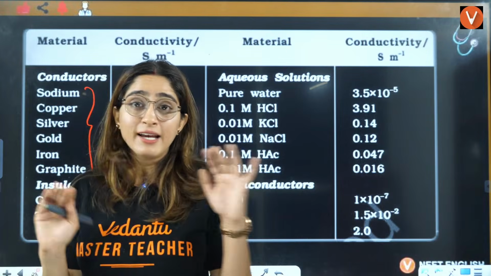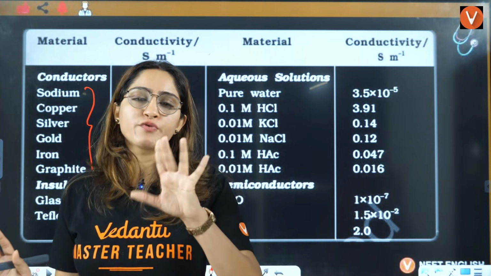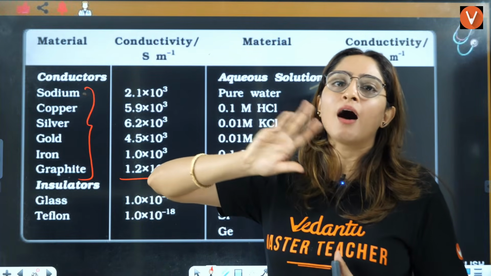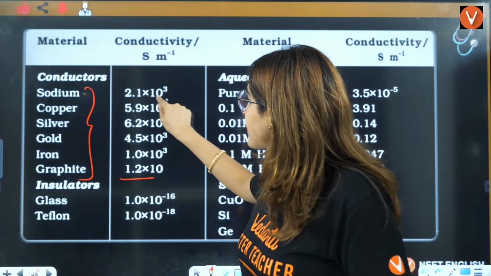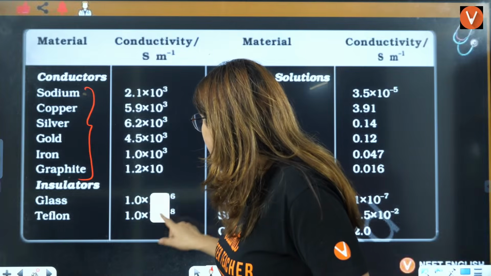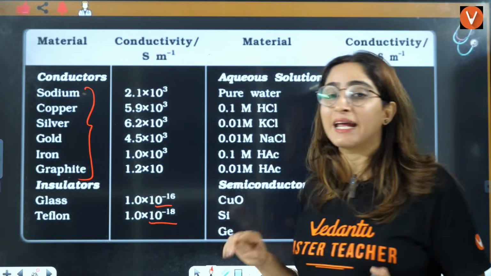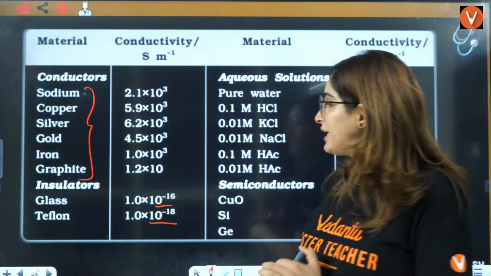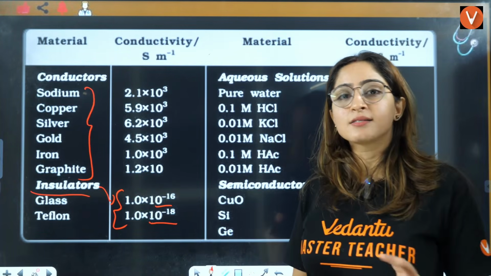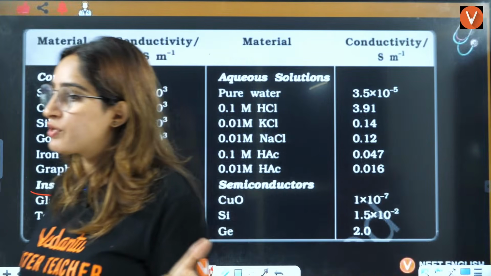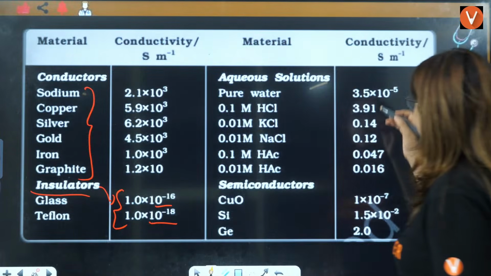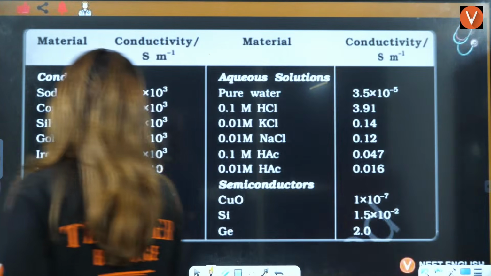So in NEET, till now they have not asked, but in 2026, they can ask you a question regarding that: out of this, which of the following are conductors? If it is 10 raised to power 2, 10 raised to power 3, then it is going to be a conductor. If it is 10 raised to power minus 16, 10 raised to power minus 18, that is the value of conductivity, then that is going to be an insulator. That is the way to understand which will behave as a conductor and which will behave as an insulator. Now, these are other examples based on conductivity.